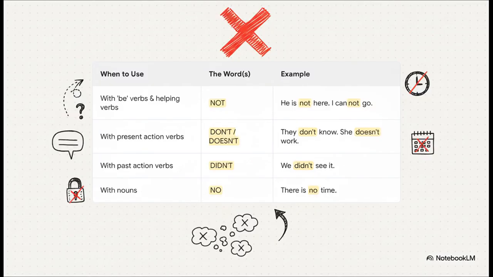And all of that brings us right here to your very own English negatives cheat sheet. Let's do a super quick review. For be verbs and helping verbs, you use "not." For present action verbs, it's "don't" or "doesn't." For past action verbs, it's always "didn't." And for nouns, you use that simple little word, "no." Seriously, you might want to pause here and snap a picture of this. It's a great little guide to keep handy.